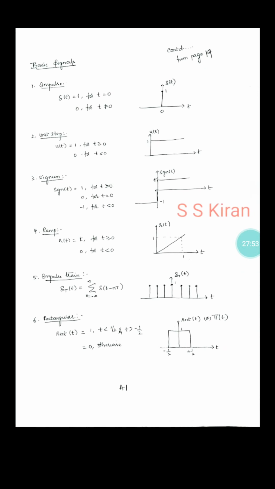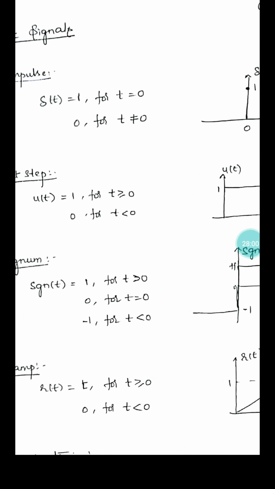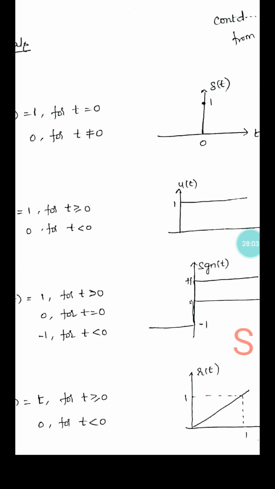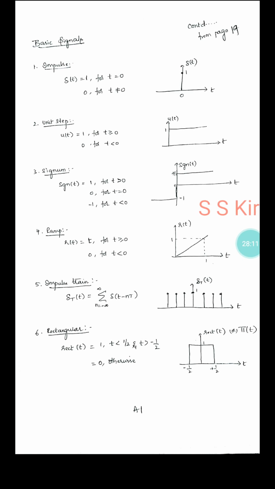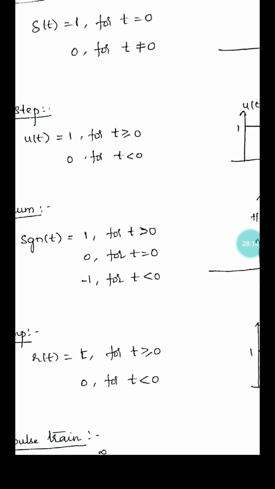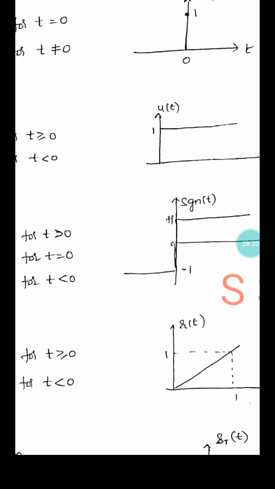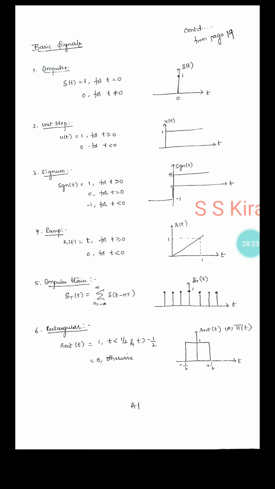Next, I will quickly revise everything in mathematical and graphical form. First the impulse: delta of t equals 1 at t equal to 0, and 0 for t not equal to 0. This is the mathematical expression. Next, unit step: u of t equals 1 for t greater than or equal to 0, and 0 for t less than 0. Signum of t is 1, 0, minus 1. Ramp: r of t equals t for t greater than or equal to 0, and 0 for t less than 0.